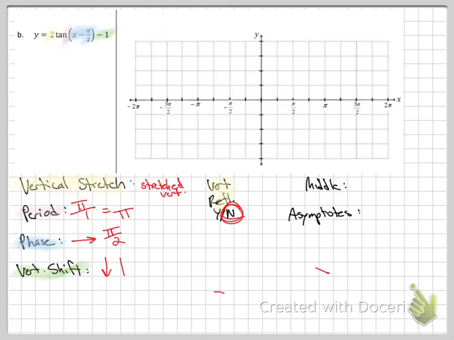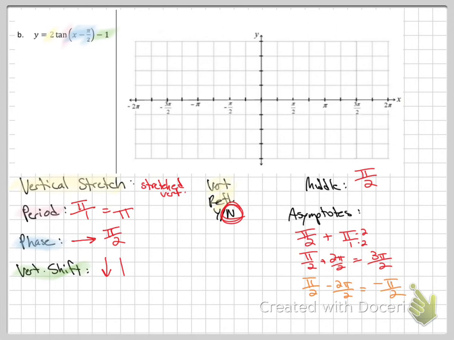The middle is going to be at my phase. Right pi over 2 is positive pi over 2. The asymptotes are going to be the middle plus my period, and then later the middle minus my period. I like to use that common denominator equation again. Why do the math twice? Okay, so my asymptote's at negative pi over 2. My other asymptote is at 3 pi over 2.